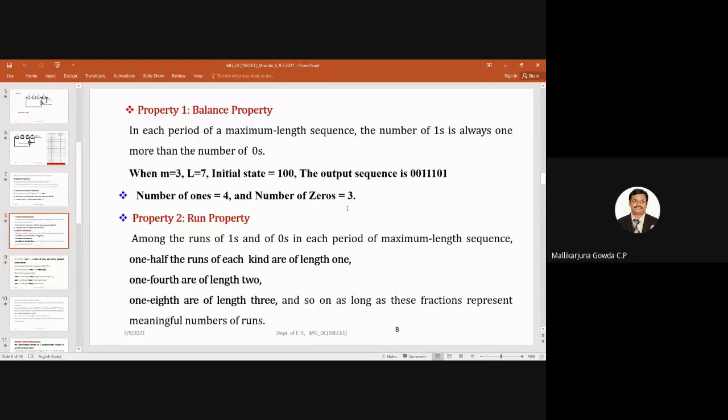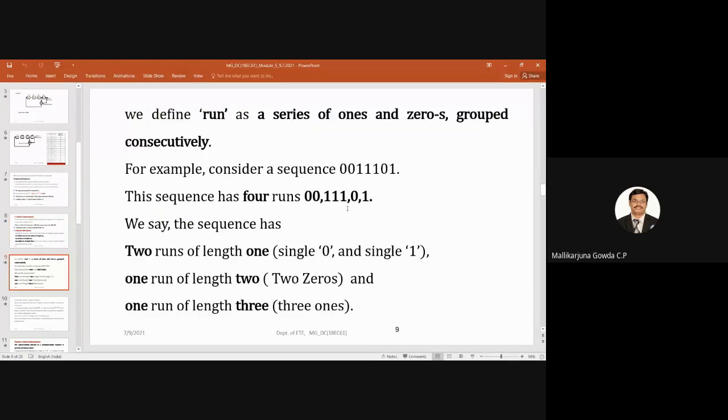Then what is the next one? 1/4 are of length 2. Here 4 runs are there, so 4 by 4 is 1. So one run has a length of 2 bits, right? That is the 2 zeros. And then one run has a length of 3 bits, because 3 ones are there. Hope you understood this property.